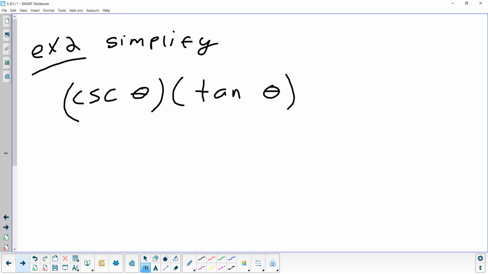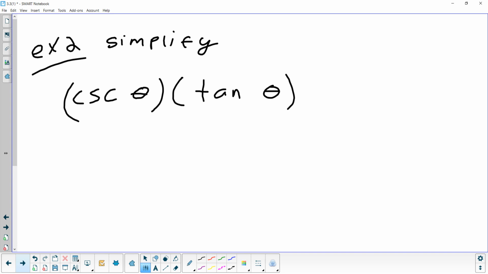So Aiden, what would be the trick I want to try here? The only trick we know so far. It'd be the sine and cosine. Exactly. Change it to sines and cosines. That's not the only trick, there are other tricks, but that's the one we're looking at right now. All right, let's start with cosecant.